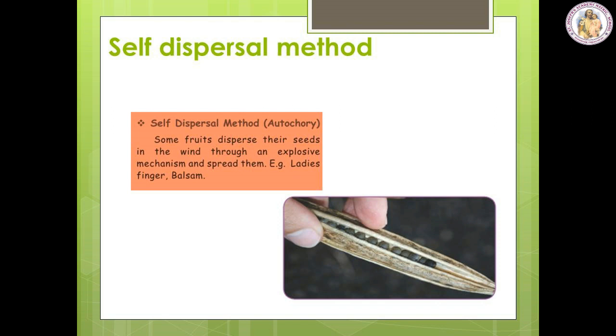Self-dispersal method, autochory. Some fruits disperse their seeds through an explosive mechanism and spread them. Examples: lady's finger, balsam.